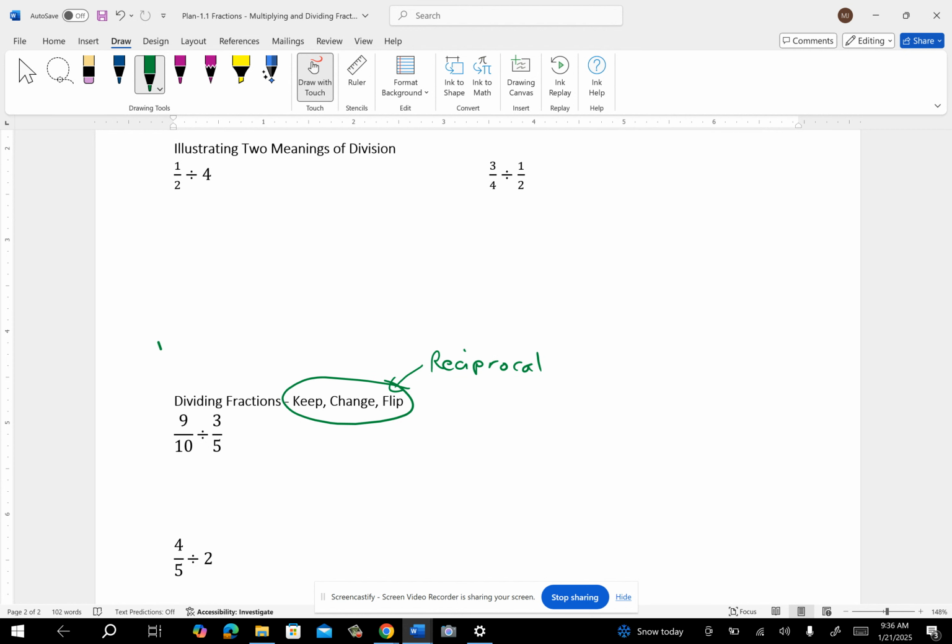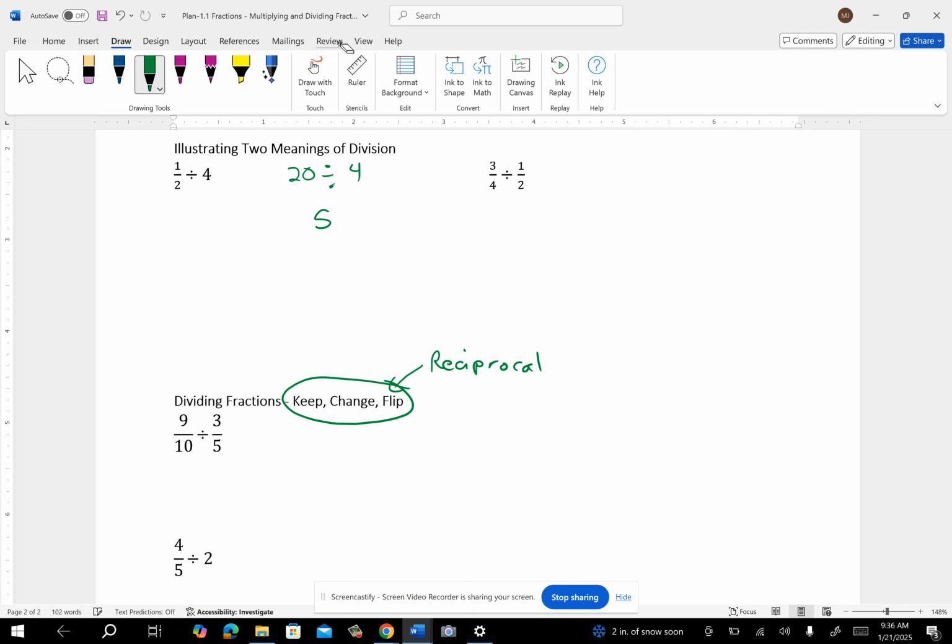So if you had 20 cookies, let me scroll this down, and you wanted to split it among 4 people, you could use division to do that. And when you do that, you get 5. The 5 is telling you how many cookies each person should receive. Okay? That's one meaning, right?